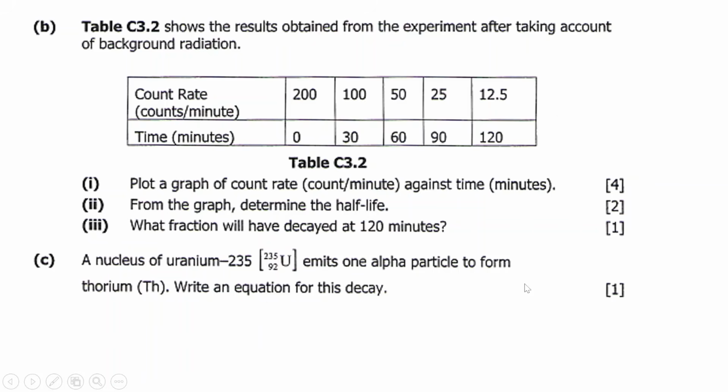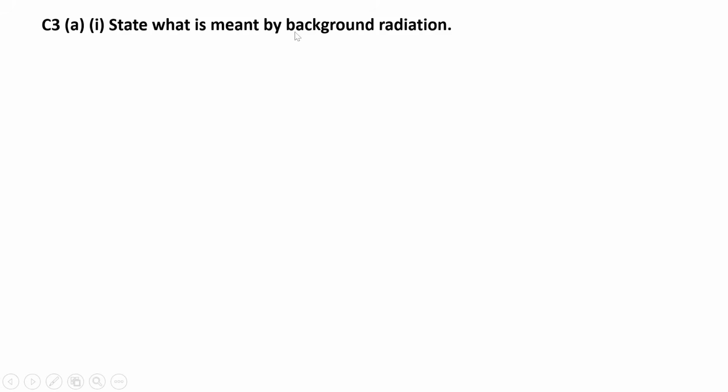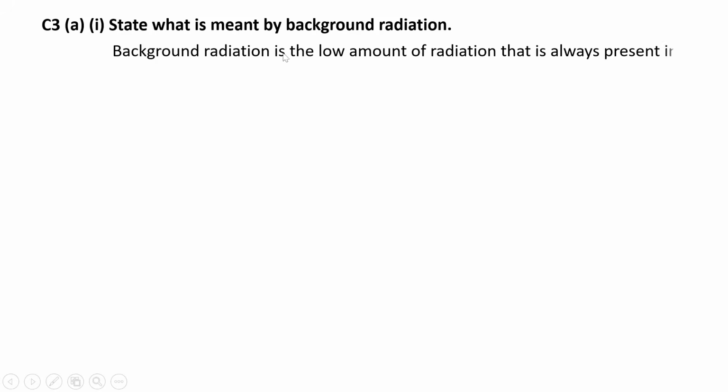Alright, let's now proceed in answering. We'll start with the first question, which says, state what is meant by background radiation. Remember what we said? Background radiation is the low amount of radiation that is always present in our environment in the absence of a radioactive material.